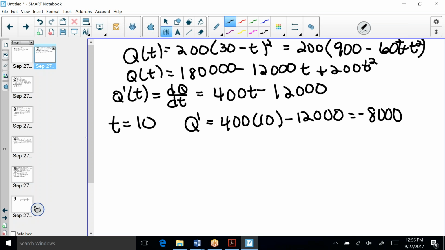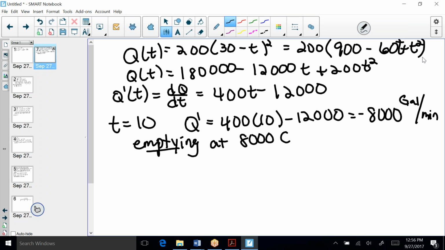Units? Gallons? Gallons per minute. And the negative represents what? The tank is emptying. It's the loss of the water. So this tank is emptying. That's why it's negative. Emptying at 8,000 gallons every minute. 8,000 gallons every minute.